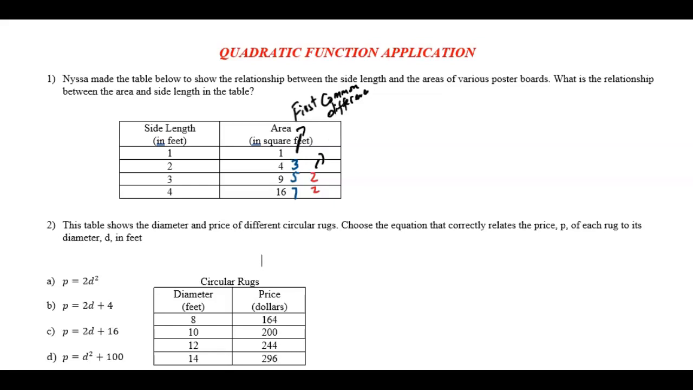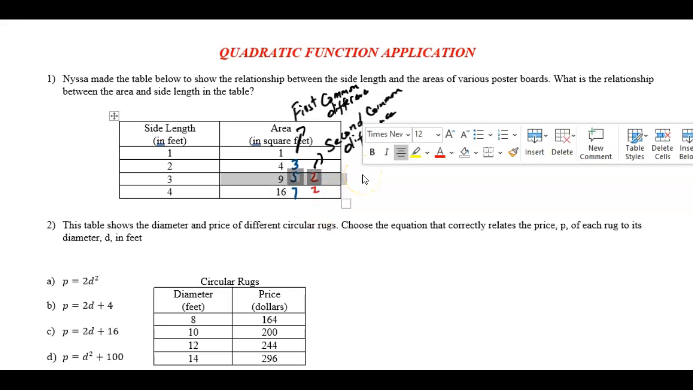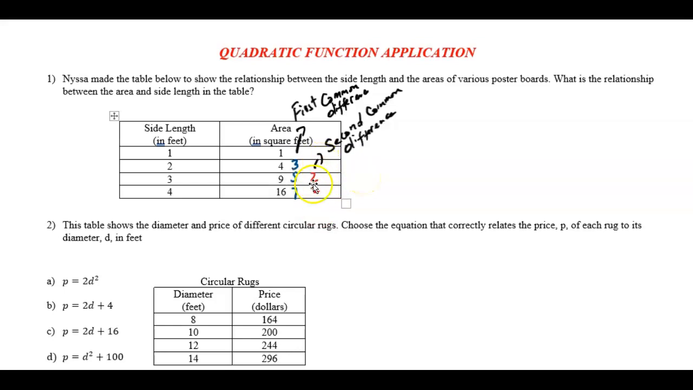All right, the red one right here is the second common difference, and it is constant. Notice the 2 doesn't change. We have 2 in both of them, so the second common difference is constant. Because the second common difference is constant, then we can claim that it is a quadratic function.